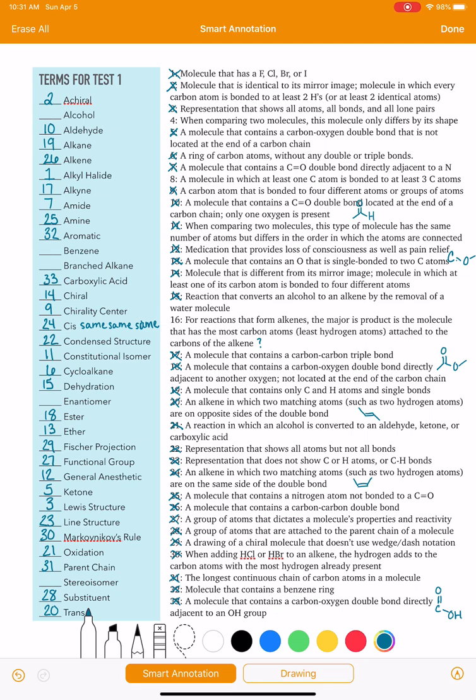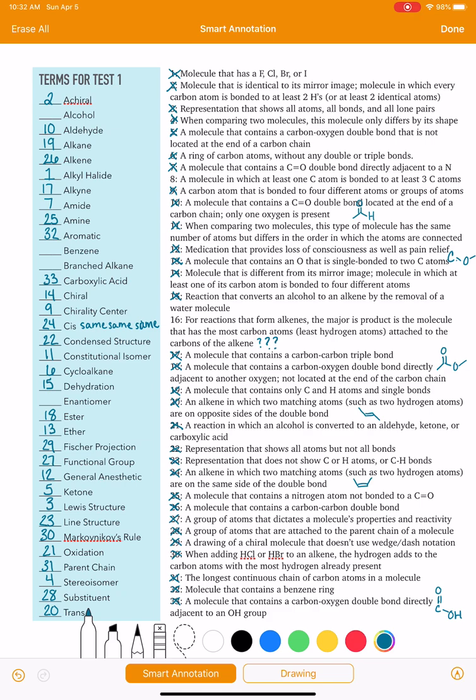So let's see what we haven't done. Number 4, back up to the top. Comparing two molecules, this one only differs by shape. We're looking at our choices here. Is it enantiomer or is it stereoisomer? It must be stereoisomer. That's number 4. Number 16, for reactions that form alkenes, the major product is the product that has the most carbon atoms. I don't even see that on the list. This is like huge extra question marks by that.